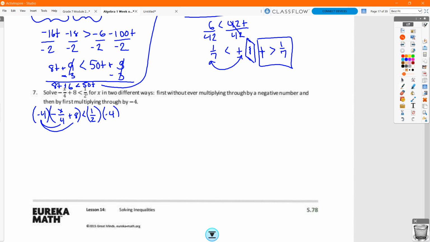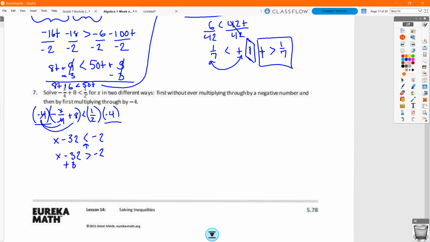So that means we've got to use the distributive property. A negative 4 times a negative x over 4. The 4's reduce out. A negative times a negative is a positive x. Negative 4 times a positive 8 gives me a negative 32 is less than. Half times a negative 4 will give me a negative 2. Wait a minute. I did something wrong and we should all catch it. I cannot leave my symbol as less than because I multiplied both sides by a negative 4, so I got to rewrite it. x minus 32 is greater than a negative 2.